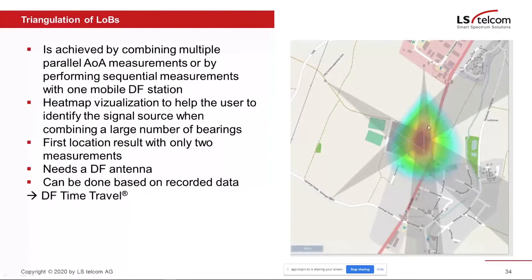To give the user better indication, you can also display here a heat map. Red means there's the highest possibility that the search emitter is located on this point.